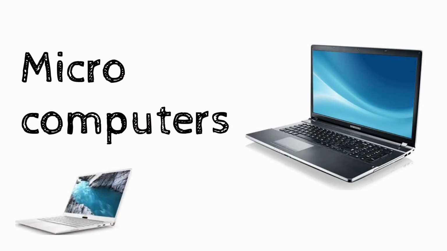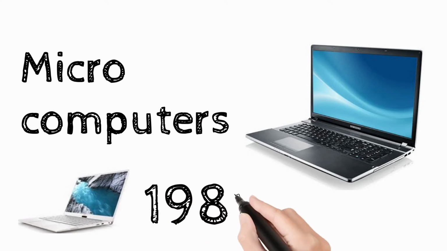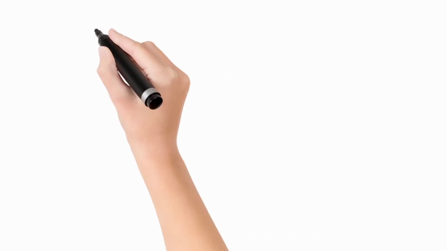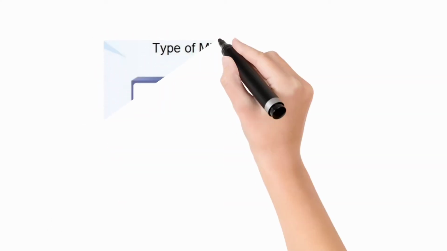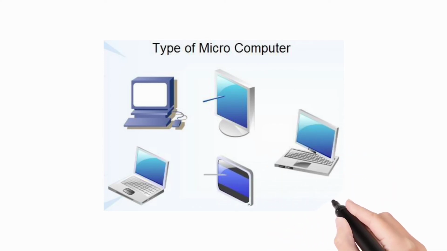IBM was the first company to introduce a microcomputer, the IBM PC, in 1981. Microcomputers are available in different models, for example, desktop computers, laptop computers, and pocket computers, etc.